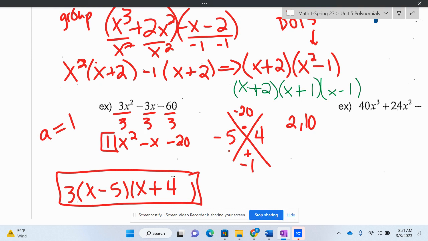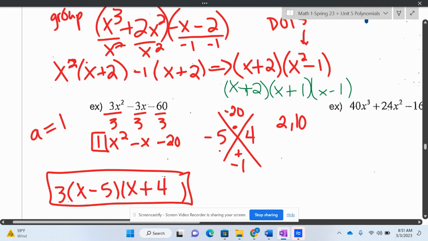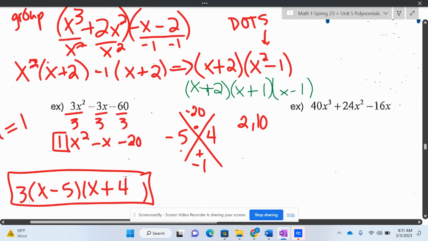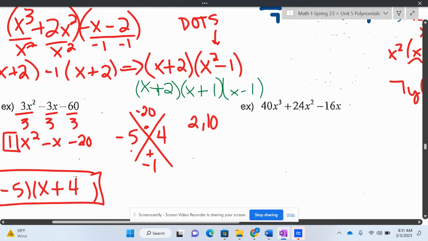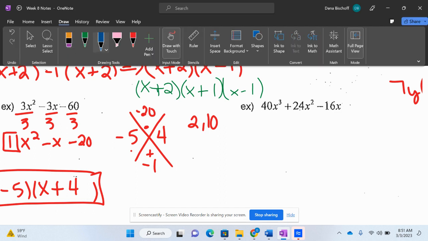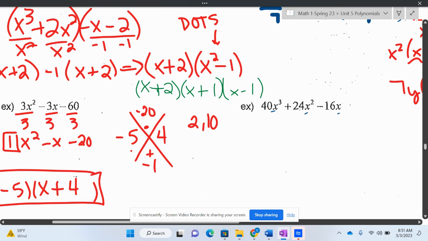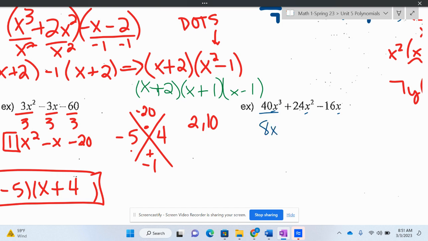What about this next example? Is there a GCF in this? Look carefully. Is there a GCF here? 4. What? 8. What else? What does every term have? An x. So we can divide everything by an 8x.